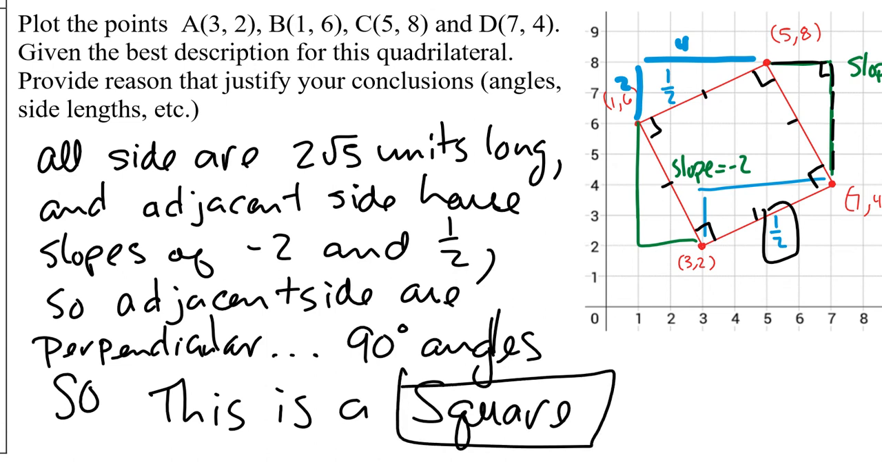There we go. So this is a square for 2 reasons. The reasons are that all 4 sides are equal in length, and adjacent sides have opposite reciprocal slopes, so adjacent sides are perpendicular to each other. So that's the absolute last problem on this test.